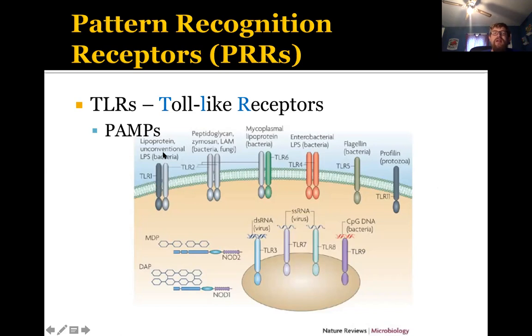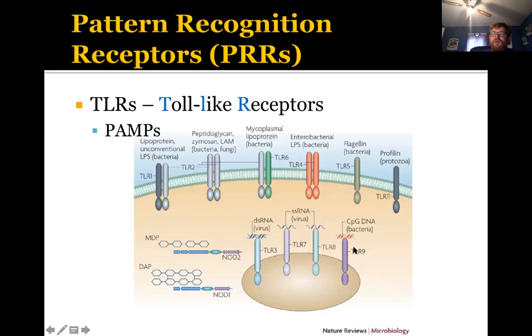You can see that they recognize different things, right? So lipoprotein, they can also recognize LPS, although TLR4 is mainly what's used to recognize LPS. Here's TLR5 that recognizes flagellin from bacteria. Here you can see mycoplasmal lipoprotein, peptidoglycan, some other components of bacteria and fungi, right? Here's one even for protozoa, and these are all on or embedded within the cell membrane of cells in your body.